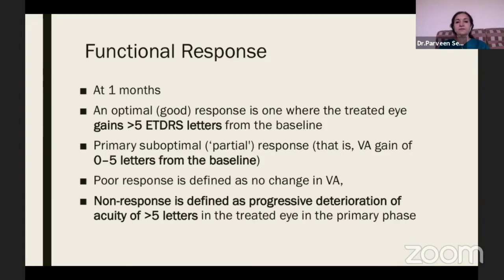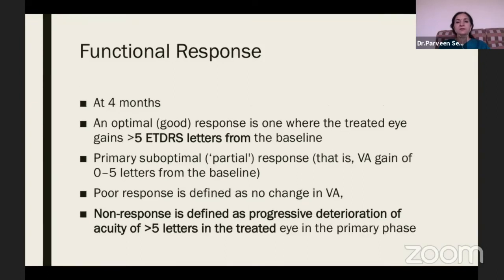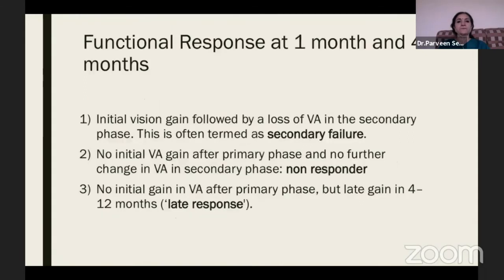If it is 0 to 5 letter improvement, which means it is a partial response, or if there is no change, then it may be a poor response. And non-responses, as I said, you could have a drop in visual acuity actually. Usually, though this can give you some idea at 1 month, that does not mean that you should stop the treatment if it is not responding. 3 loading injections are generally advised. And then you look again at a functional response at 4 months with similar criteria.